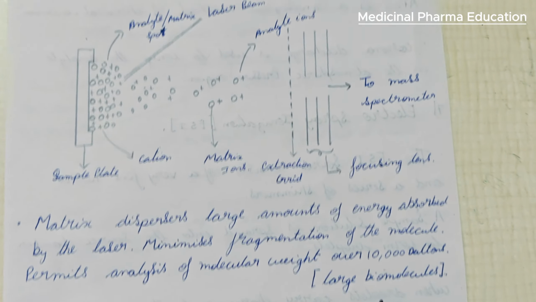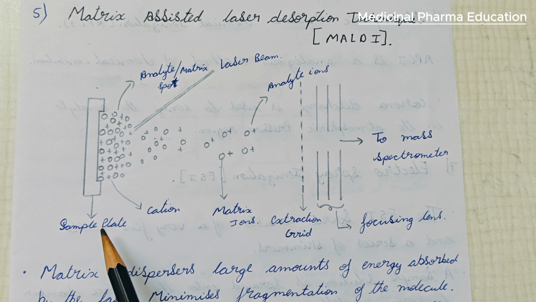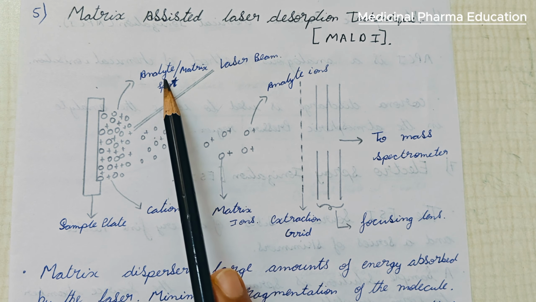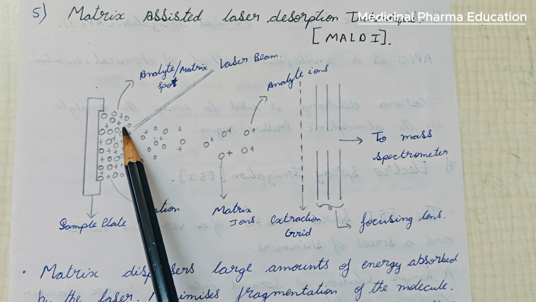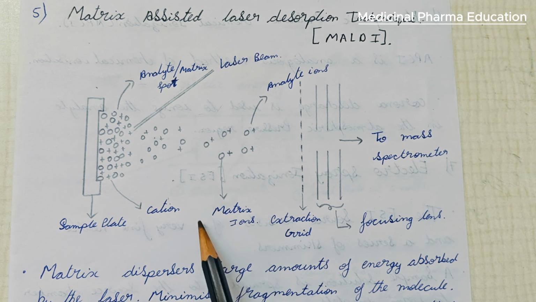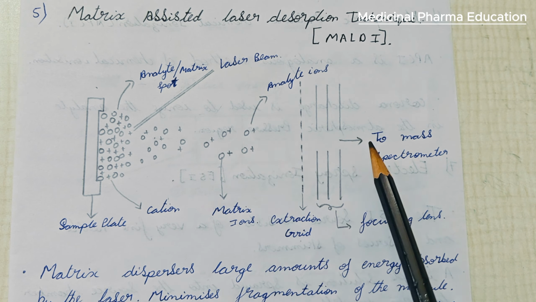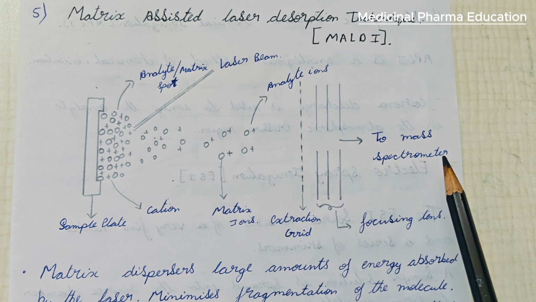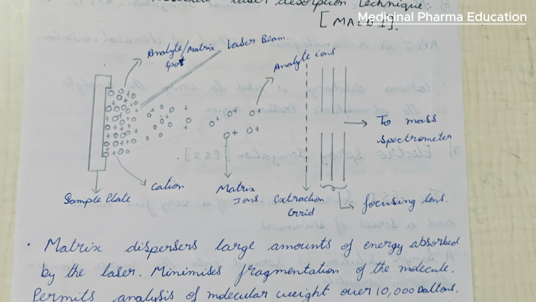Coming to the diagram, we use the matrix, and in the matrix we store the analyte. The laser excites the matrix, which transfers the energy to the analyte, and it breaks and forms matrix ions and analyte ions. The analyte ions are passed into the analyzer using the focusing lenses. This way we ionize the sample. Okay, next.